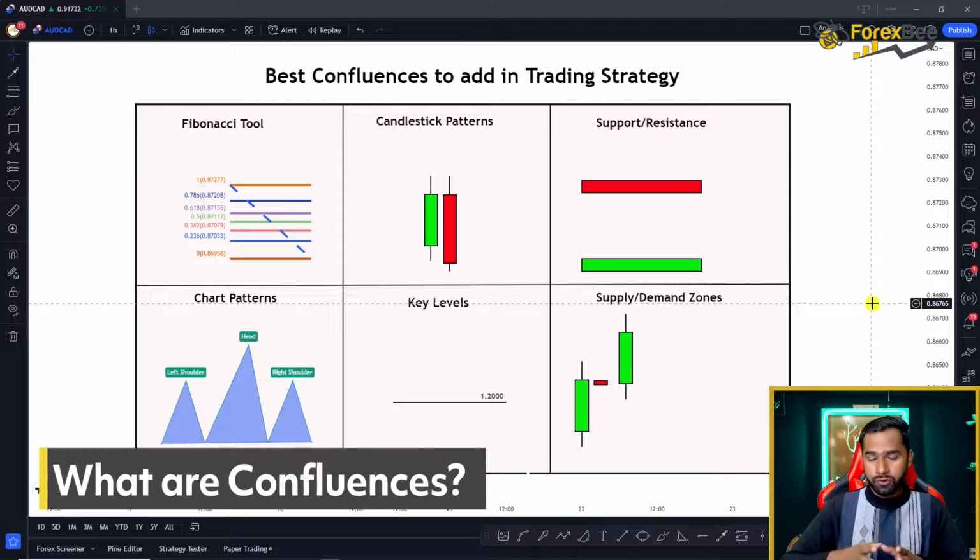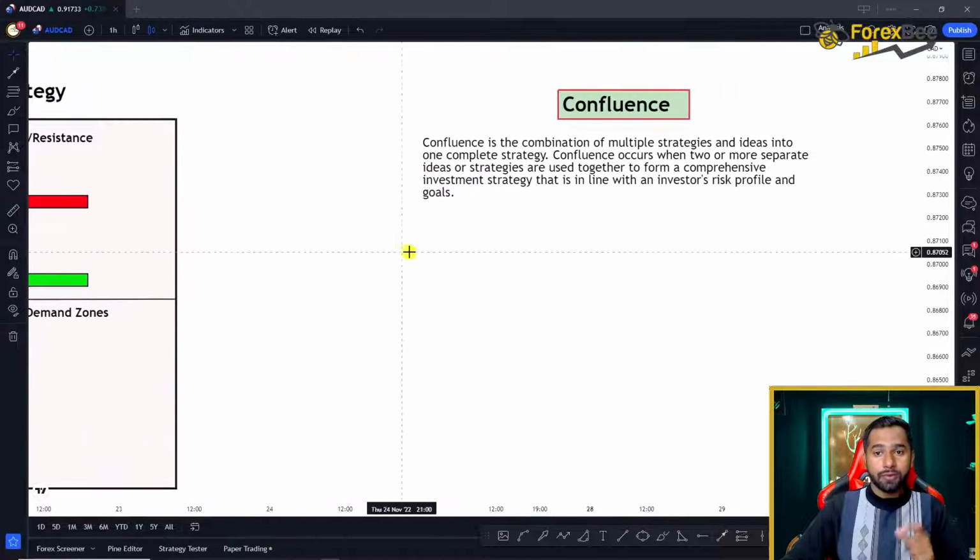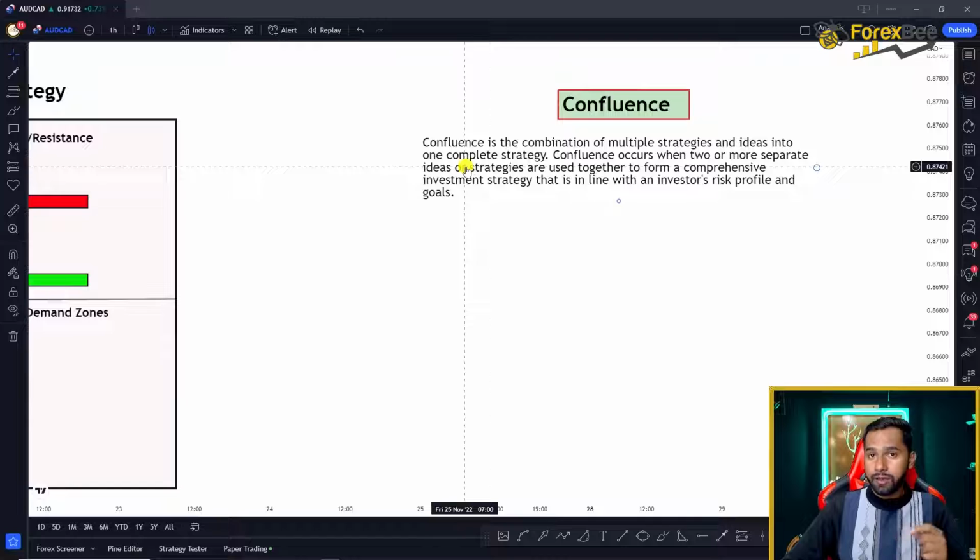So before going to the confluences themselves, first we need to understand what the confluence means. And in order to do that, let's review the confluence definition. Confluence is the combination of multiple strategies and ideas into one complete strategy. Confluence occurs when two or more separate ideas or strategies are used together to form a comprehensive investment strategy that is in line with the investor's risk profile and goals.